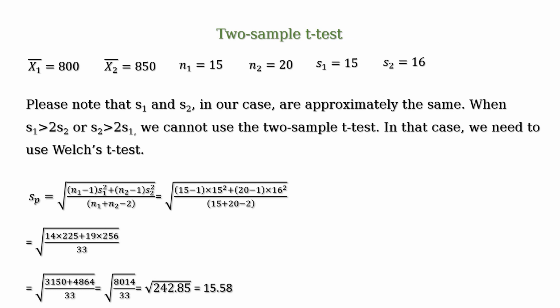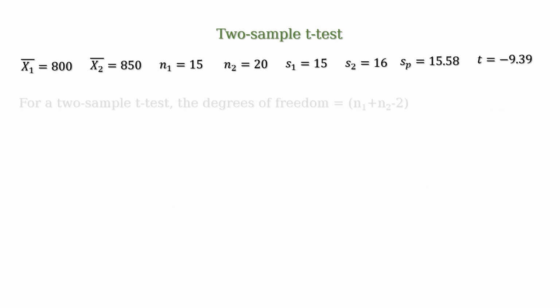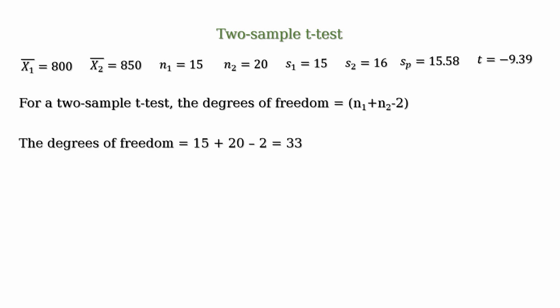Sp in this case is equal to 15.58 after calculation. So, if we put all the values, we get the t-statistic to be minus 9.39. Now, for a two-sample t-test, the degrees of freedom is equal to n1 plus n2 minus 2. In our case, the degrees of freedom is equal to 15 plus 20 minus 2, that is 33.